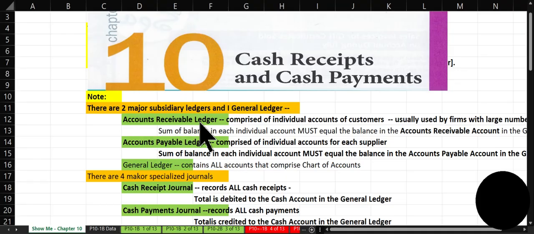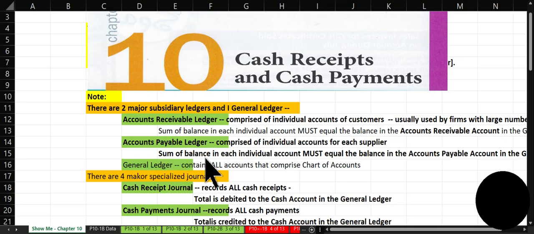There is the accounts receivable ledger, which is comprised of the individual accounts of each customer. And this is usually used by firms with a large customer base. And of course, you have the accounts payable ledger, which contains the individual accounts of each supplier.